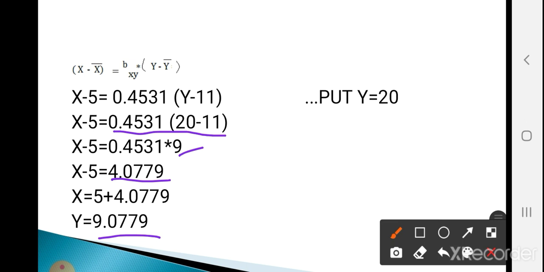9.0779. So this regression is useful for prediction purposes. Sorry, here it is x. So if y is equal to 20, then our x value is 9.0779. So this is the regression line, and regression is useful for prediction purposes. But one condition is that regression is applied only when correlation exists between the variables. So first we need to check whether correlation exists between the variables or not.